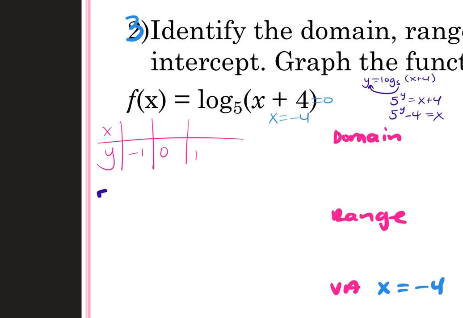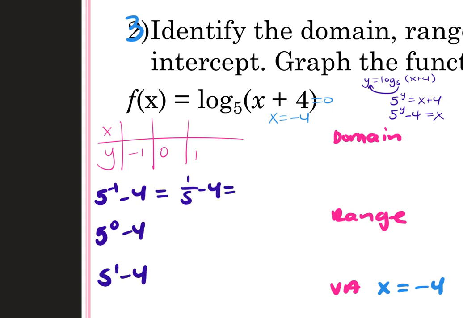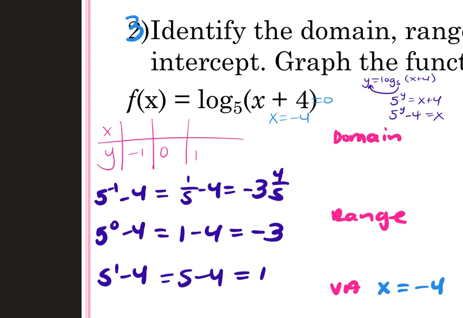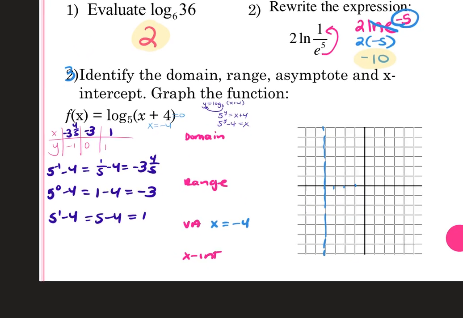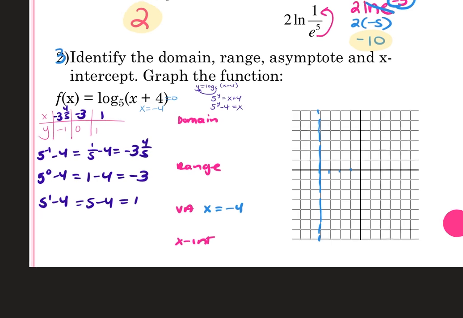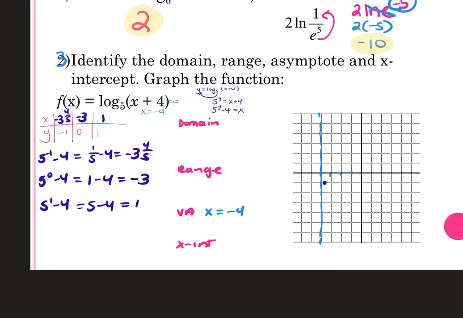So I'd get 5 to the -1 minus 4, 5 to the 0 minus 4, and 5 to the first minus 4. And I get 1/5 minus 4, which is -3 and 4/5. I get 1 minus 4, which is -3, and I get 5 minus 4, which is 1. Go to your graph: -3 and 4/5, -1; -3, 0; and 1, 1. And I know this line hugs the vertical asymptote, and I put arrows on both sides.